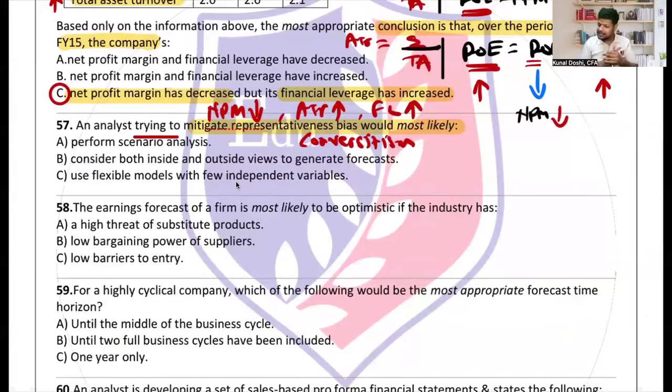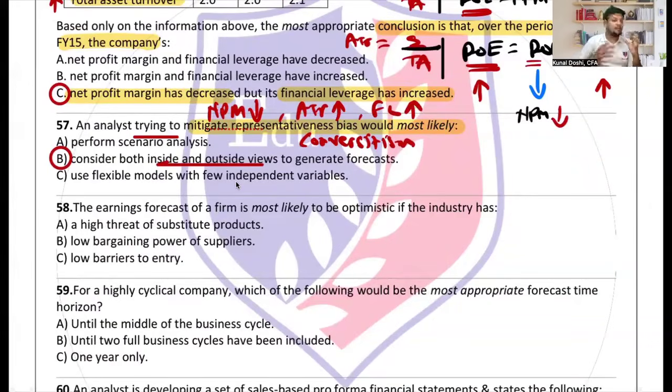Perform scenario analysis. Consider both inside and outside view. Yes, you should take outside opinion also, because you might be stuck in some specific bias, a representative number. So it's better you take an alternate opinion. Got it? Use flexible models with few independent variables? No, that will still keep you in the same issue. So it's better you take inside view, which is A and B. Fine, you can do performance analysis, you can do different modeling, but you also need to take outside opinion or outside view, because you're probably stuck in the same numbers.